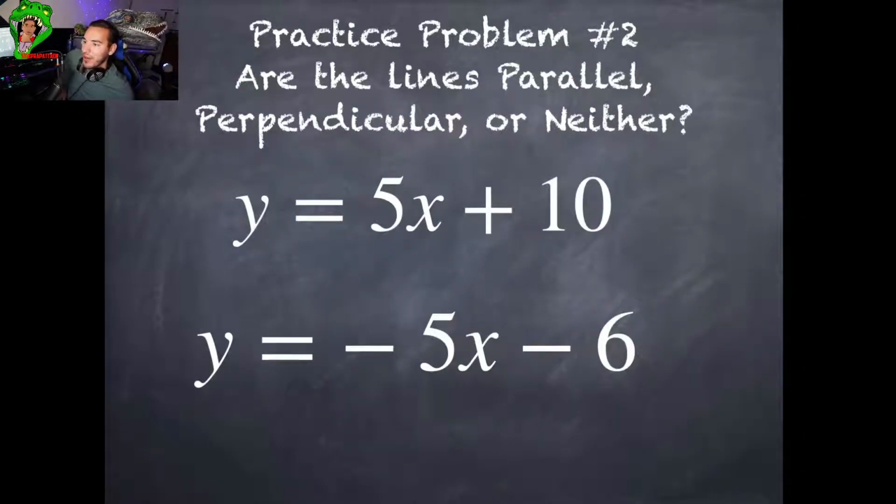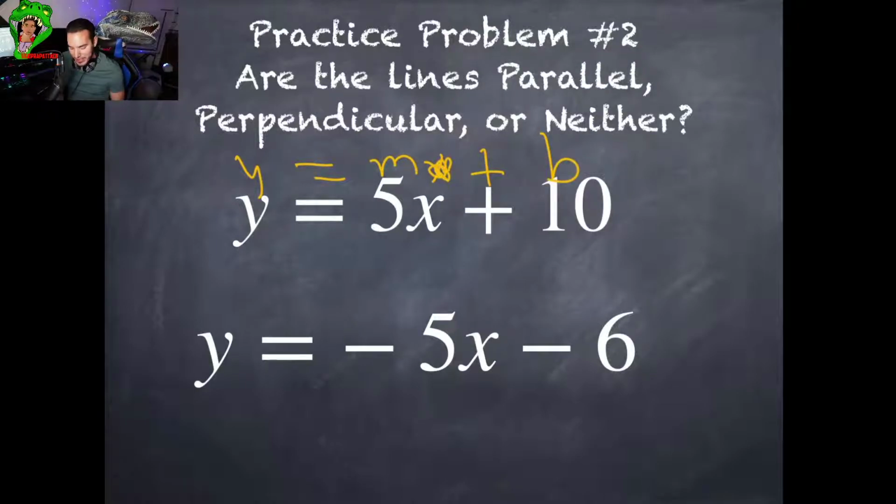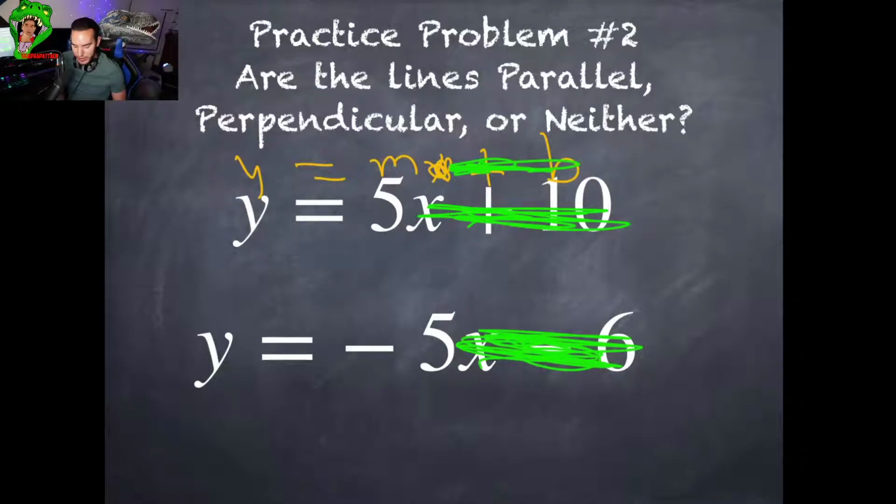Practice problem number 2. Are the lines parallel, perpendicular, or neither, right? We could have two lines that end up crossing each other, but they're not perpendicular. So they're nothing. So let's check. Again, we have it in slope-intercept form, y equals mx plus b. I don't care about this. All I need are the slopes. So the slope is 5. The slope is -5. Are they the exact same? Same sign, positive, negative, exact same. I have a +5. I have a -5. They are not the exact same.